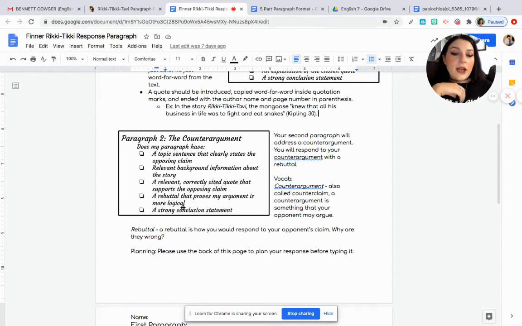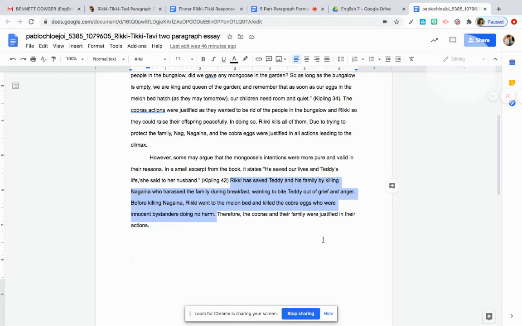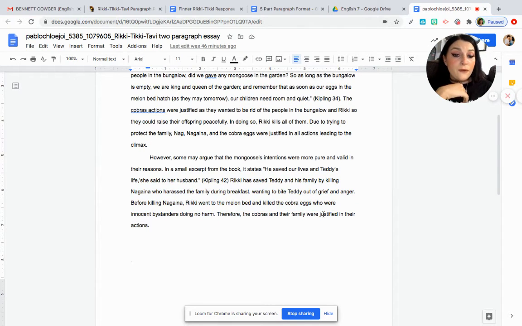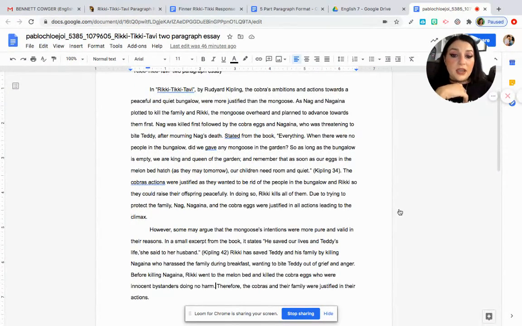And then lastly, they need to end with a strong conclusion. If we go back to our 5-paragraph format, our conclusion is going to reiterate the main point of that paragraph. So let's see how the student concluded it. Therefore, the cobras and their family were justified in their actions. So this was their entire 2-paragraph essay. I know it might seem a bit long to some people, but they did double space it. But for the most part, this would be a really great paper.